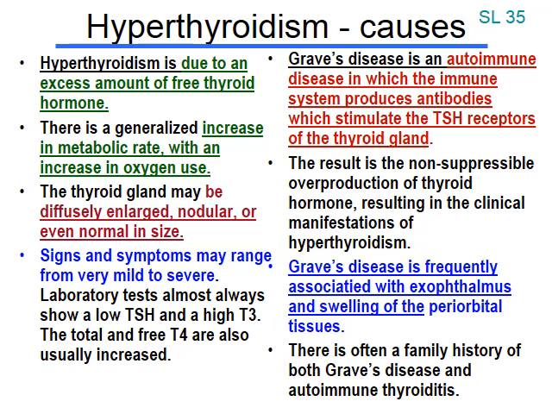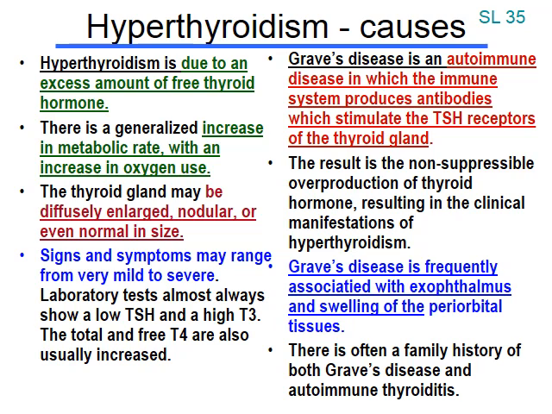Symptoms and signs may range. They might be mild, they might be severe. But lab tests almost always will point to a low TSH and a high T3 in the hyperthyroid patient. In addition, total and free T4 are usually increased.